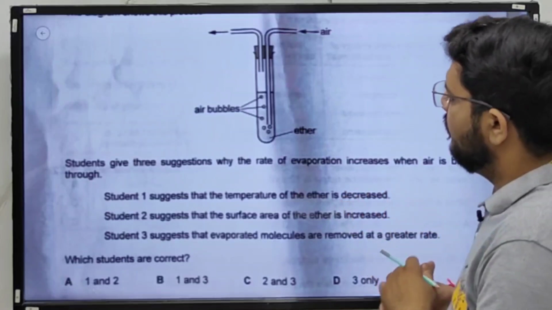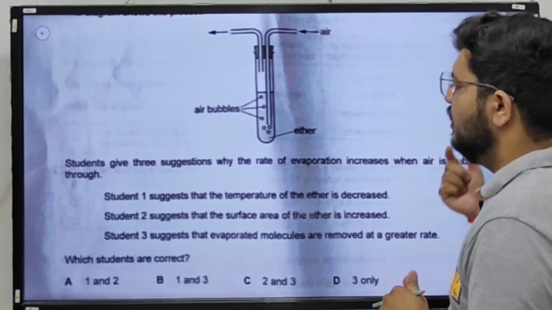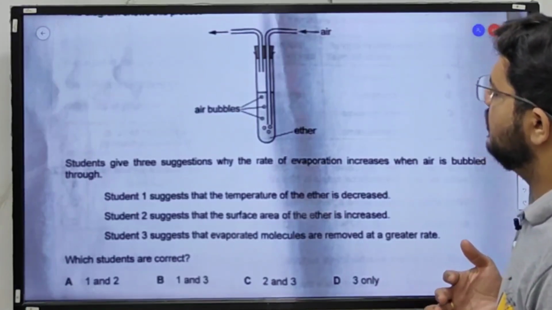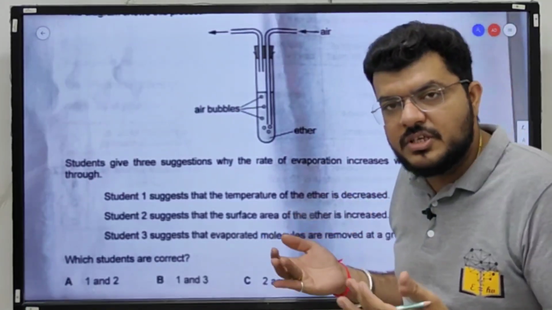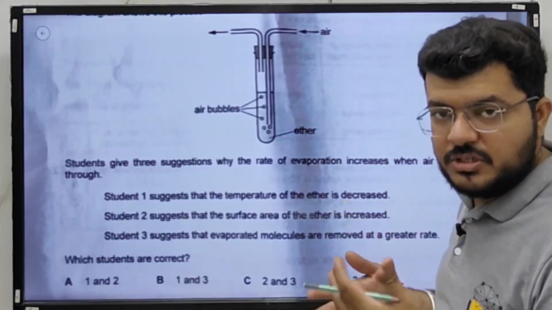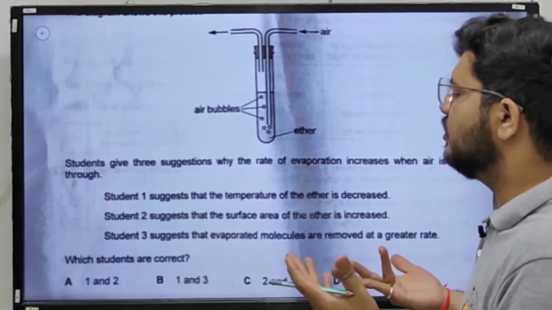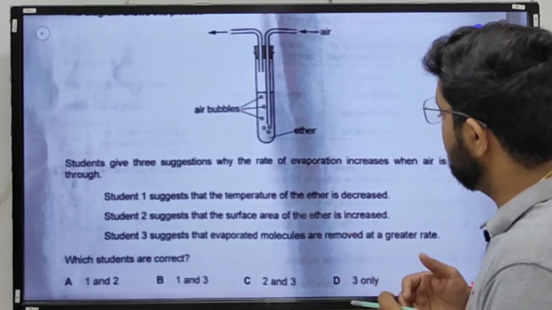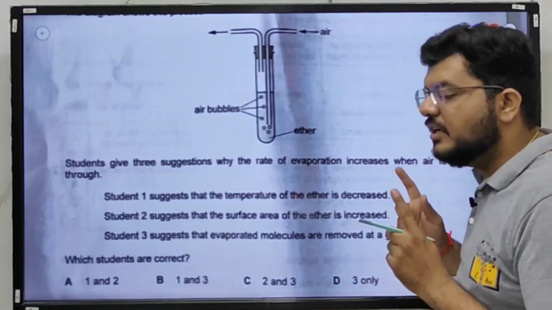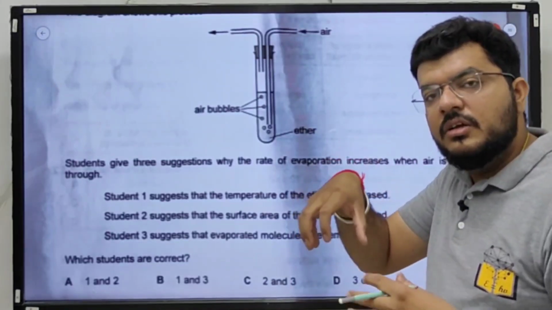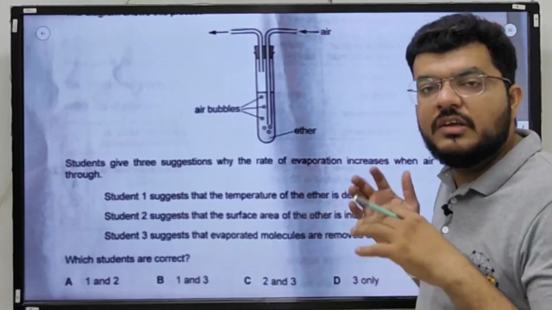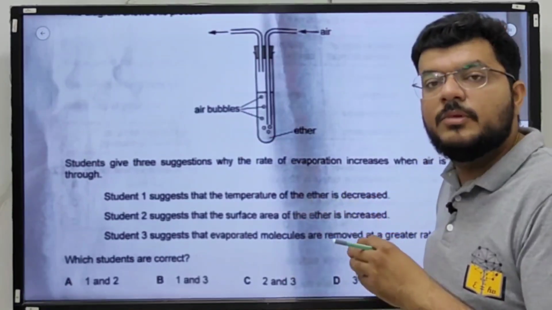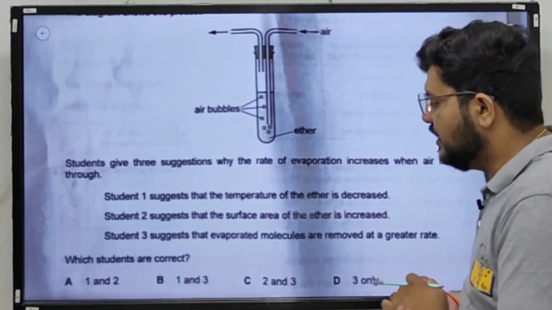Students give 3 suggestions why the rate of evaporation increases when air is bubbled through. Student 1 suggests that the temperature of ether is decreased. Now evaporation can take place at any temperature, but the higher the temperature, the more the evaporation. Right? So student 1 does not seem to be correct. Student 2 suggests that the surface area of ether has increased. Yes, indeed that has happened, because whatever ether particles are around the bubble, they can evaporate. They can go inside this bubble in the form of vapor. So the surface area has technically increased.